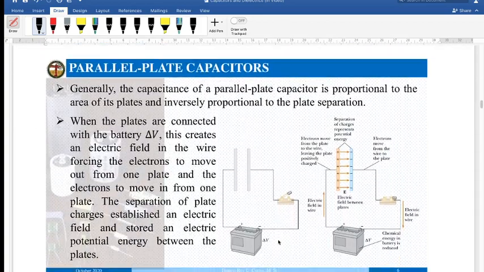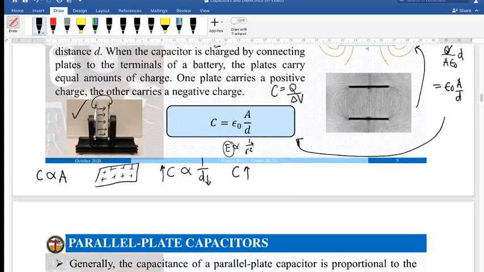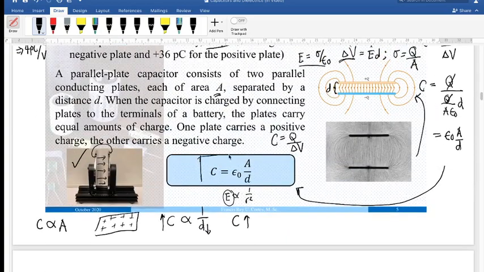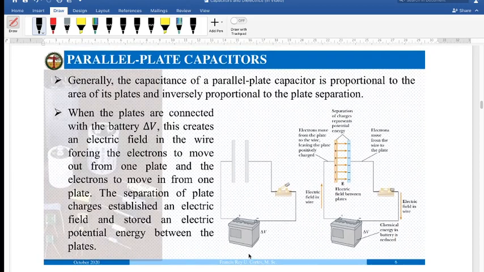So generally, again, the capacitance of a parallel plate capacitor is proportional to the area of its plates, but inversely proportional to the plate separation. Just like what we did here. So this is the main relationship for the capacitance of parallel plate capacitors. Okay? So this is more explanation about how a capacitor works.